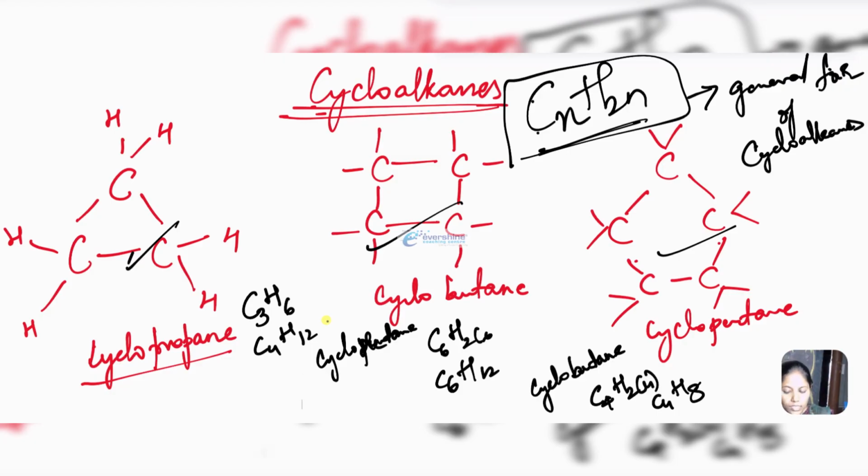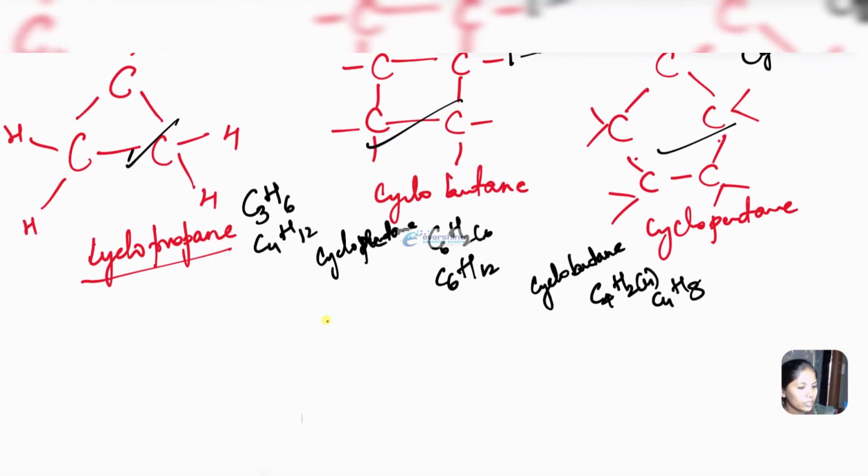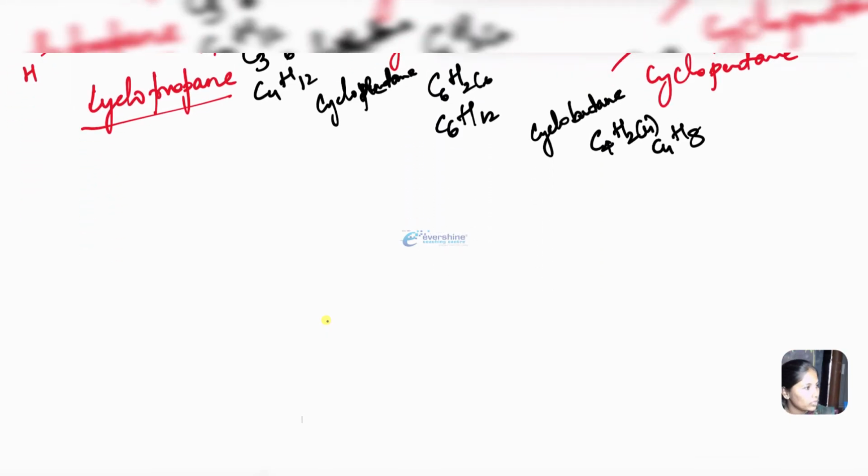What is the difference between cycloalkanes and benzene? Cycloalkanes are saturated, all single bonds. Benzene has double bonds, it is unsaturated. That is the difference between cycloalkanes and benzene. And cycloalkanes are aliphatic. Benzenes are aromatic. Aliphatic means single bonds. You should write the difference between cycloalkanes and benzene. They'll ask in the exam.